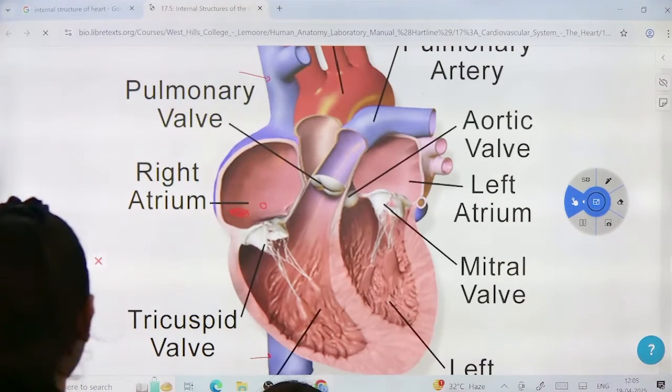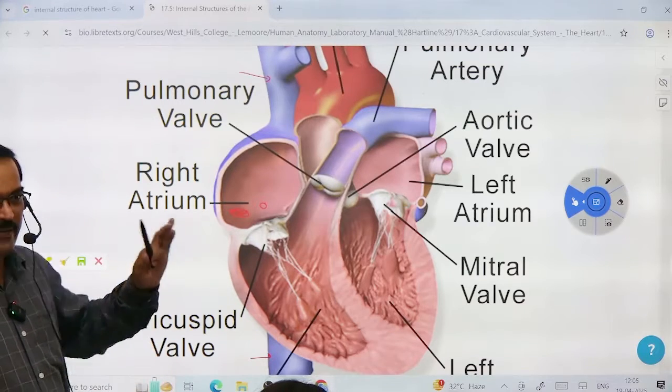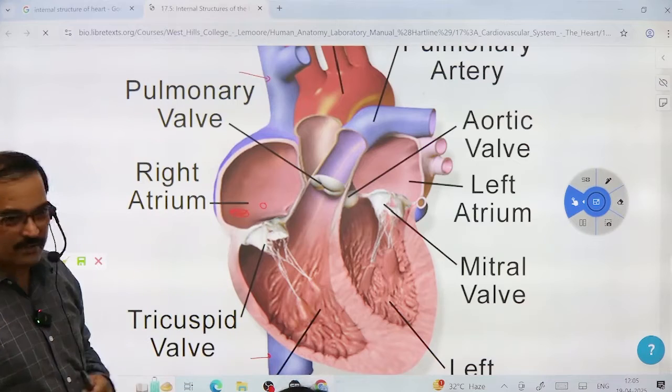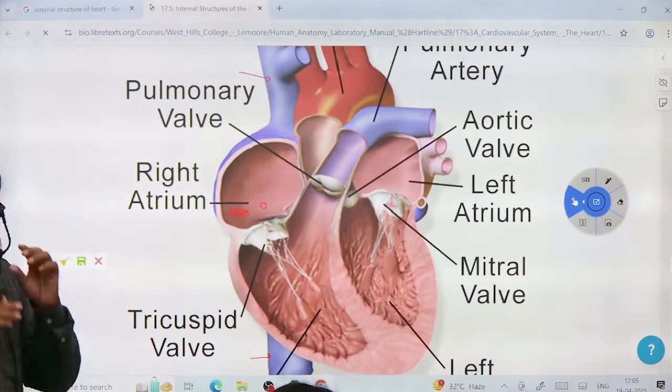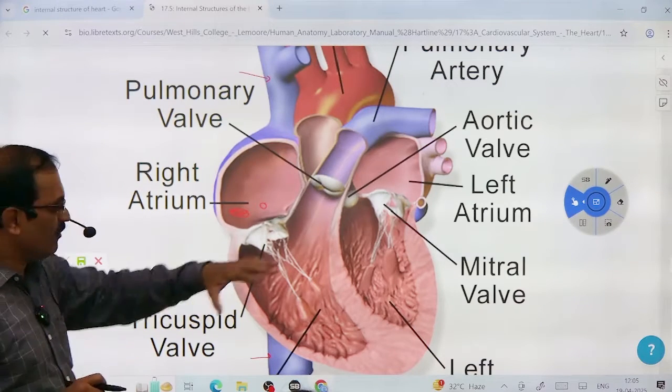One more vein opens in the right atrium. What is the name? Right coronary. 3 veins open in the right atrium. Superior vena cava, inferior and what is third? Coronary sinus or coronary vein. What is the function? It collects deoxygenated blood from the heart.